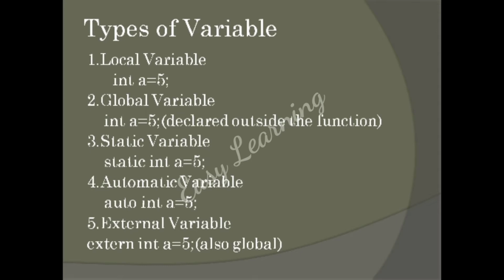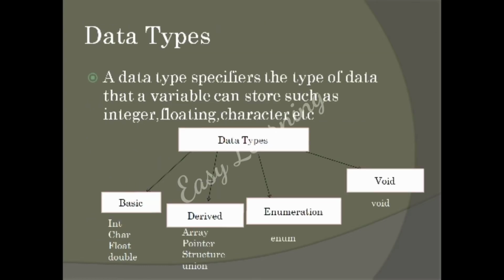Automatic variable: all variables in C that are declared inside a block are automatic variables by default. We can explicitly declare an automatic variable using the auto keyword. Data types in C. A data type specifies the type of data that a variable can store, such as integer, floating, character, etc. There are the following data types in C language.